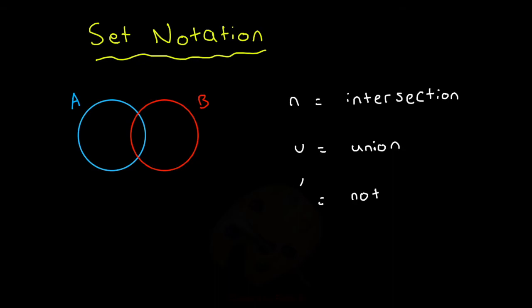Now we come on to set notation. For some reason, people find it hard. Not sure why. Set notation basically represents different parts of a Venn diagram. So let's look at those.